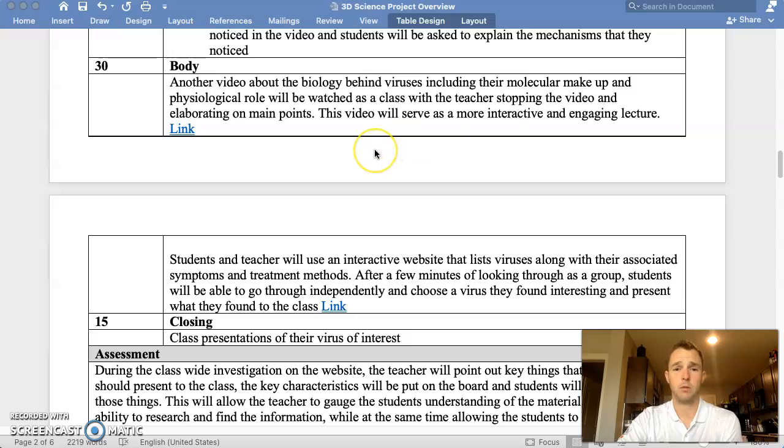Then the body of the lesson will be another video about viruses and their molecular makeup and the physiological role that we watch as a class. Like I said, we'll stop and focus on main points. We'll write them down. We'll take notes. We'll leave them up on the board with specific things about the viral particles that are specific to viruses or particular viruses, and then the physiological things that come out of those viruses. So, like I said, this will be a little bit more interactive and engaging than a typical lecture.